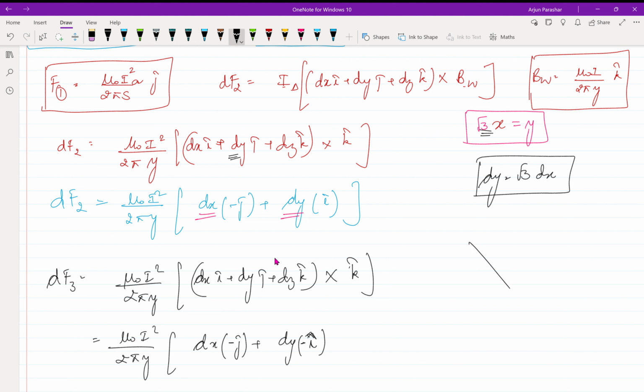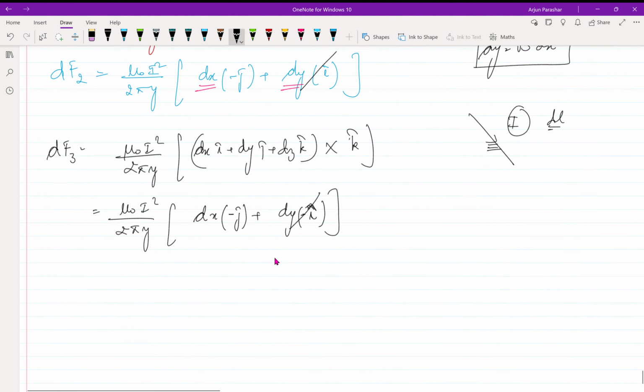be negative, because dy is decreasing now, no? So this term will be negative for y. That's why it will get cancelled with this, and we will be left with the y term only. So f net will become df2 plus df3, but only the terms which contain y only. Now I hope you understand, y only means y component only.